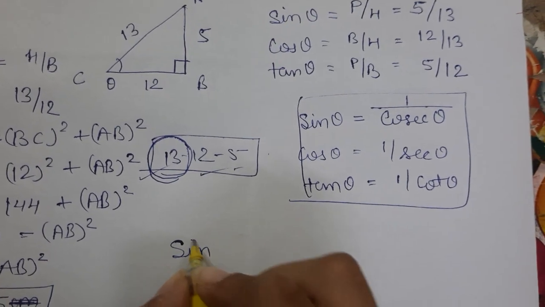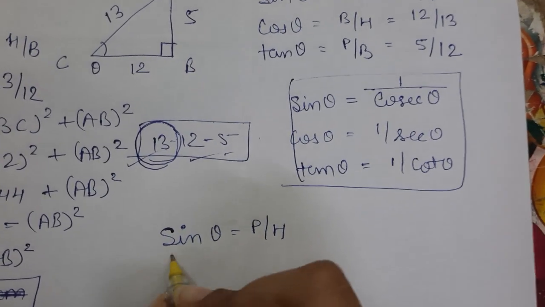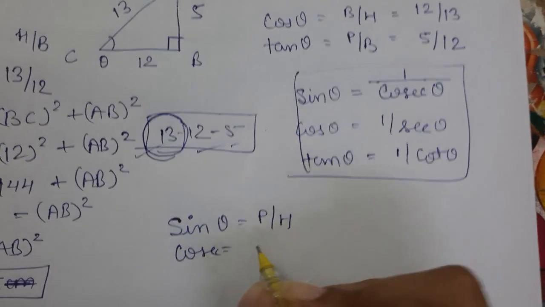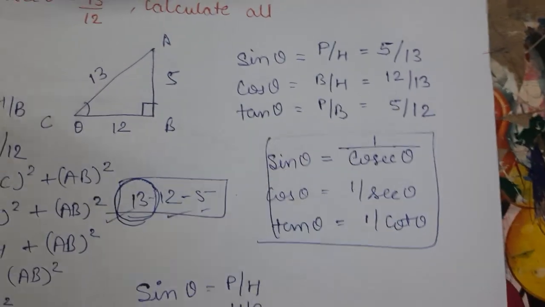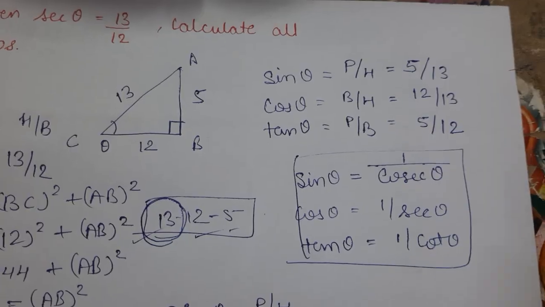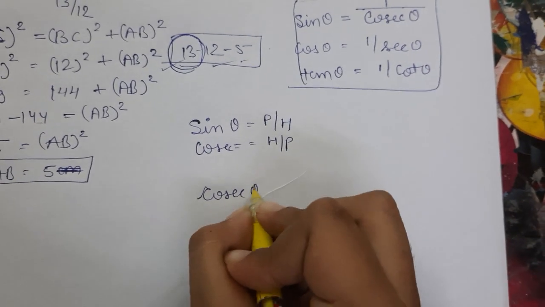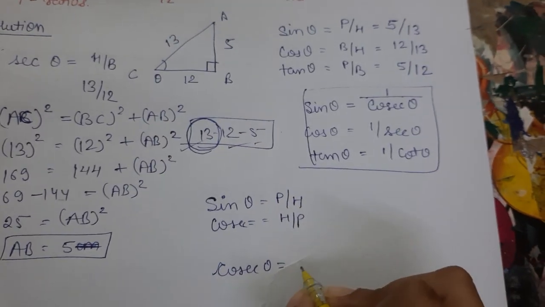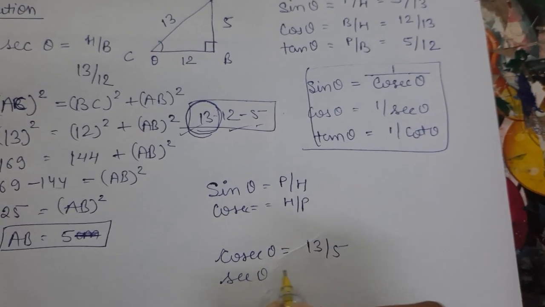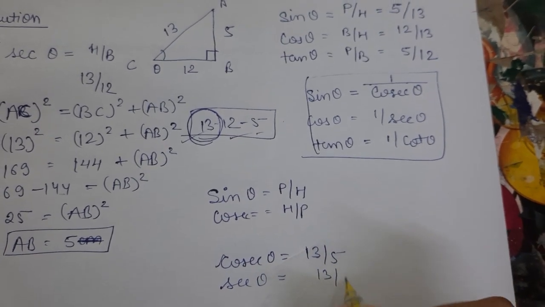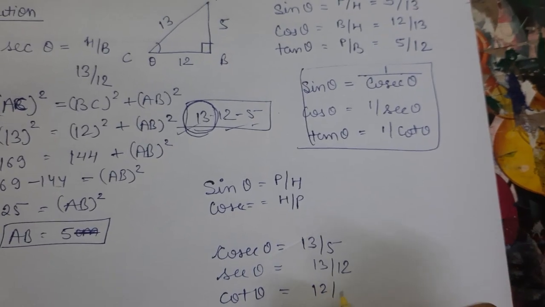Sine theta is perpendicular upon hypotenuse, and cosec theta is simply the reciprocal of it, that is hypotenuse upon perpendicular. So for calculating the rest of the T ratios, we'll just take the reciprocals of these three basic values. Cosec theta will be the reciprocal of sine theta, that is 13 by 5. Sec theta, the reciprocal of cos theta, is 13 by 12. Cot theta, the reciprocal of tan theta, is 12 by 5.